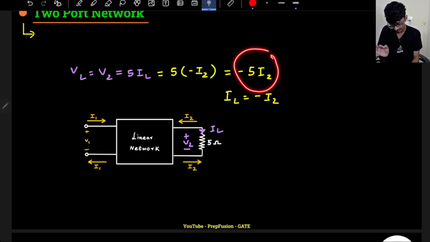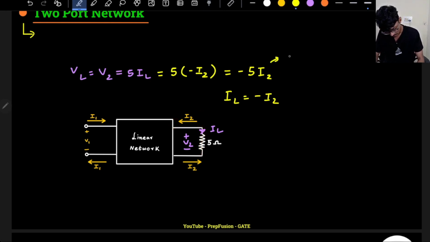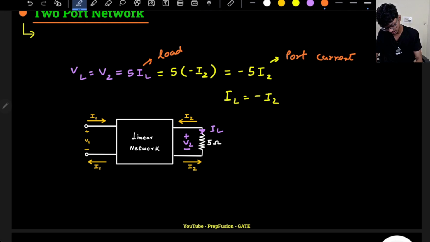This doubt should be totally clear, right? When I write minus 5 I2 and when I write 5 IL, please keep in mind that IL is opposite to I2. I2 is the port current, and IL is a load current. The load current always goes into the positive terminal, as it is absorbing the power, but the port current is a different thing. It is just a port current of the network. So this is the load current, this is the port current. I hope this is pretty much cleared.